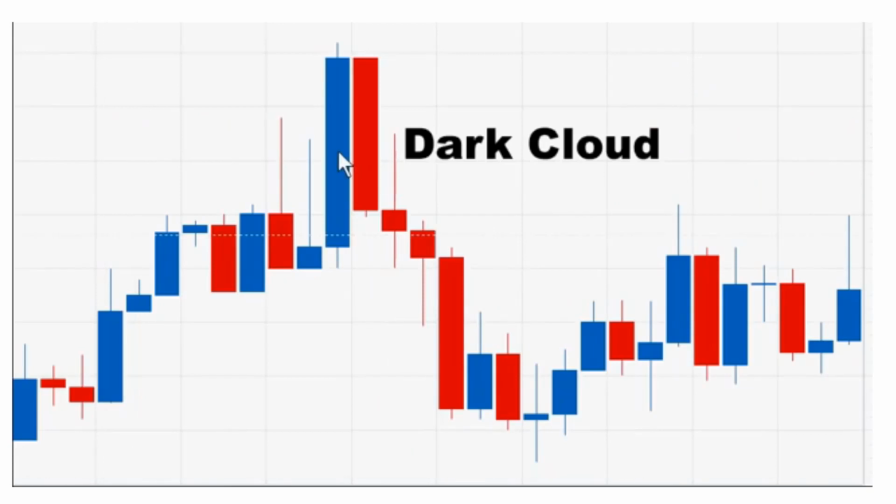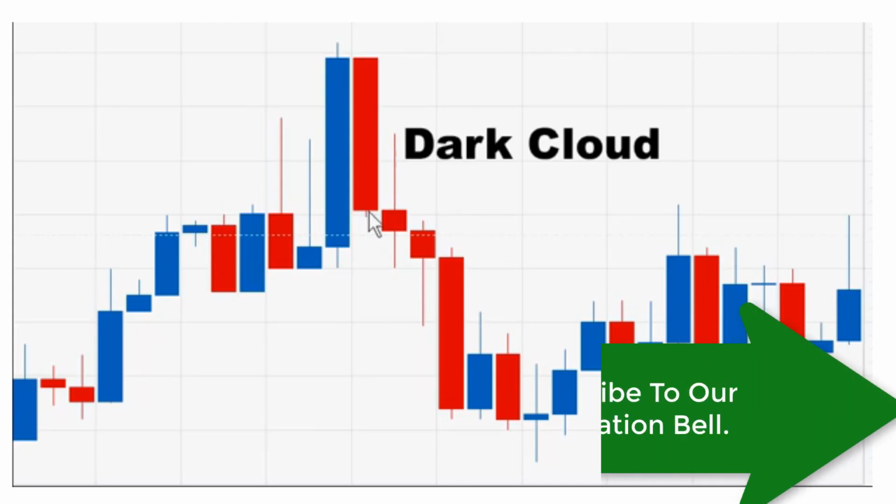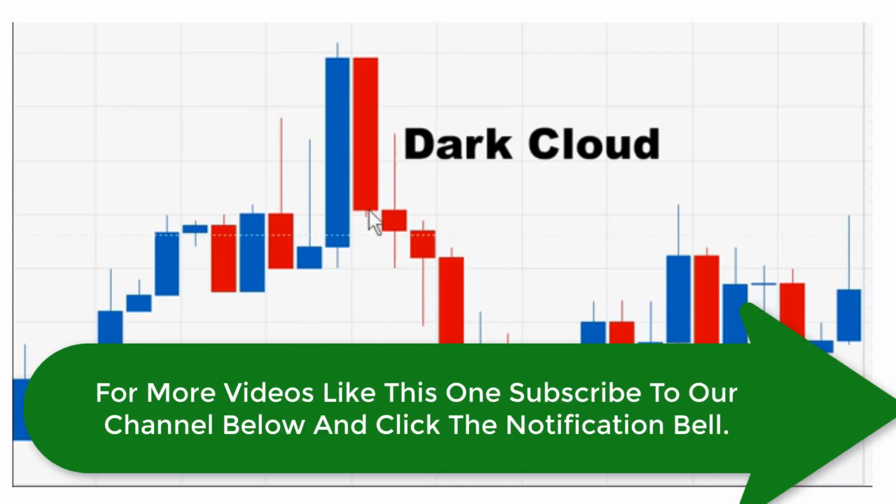The dark cloud cover pattern is a bearish counterpart to the piercing pattern and is very similar to the bearish engulfing pattern. The dark cloud cover pattern is a two-candle formation and is located at the top of an uptrend. The first candle is a blue bullish candle, which is a continuation of the uptrend. The second candle is a bearish red candle where the body closes more than halfway down the previous blue candle. Ideally, the red candle will close at or very near its lowest price.